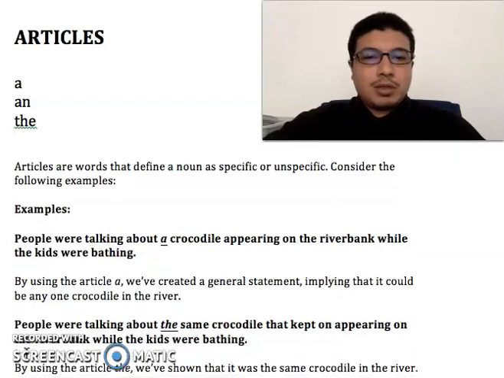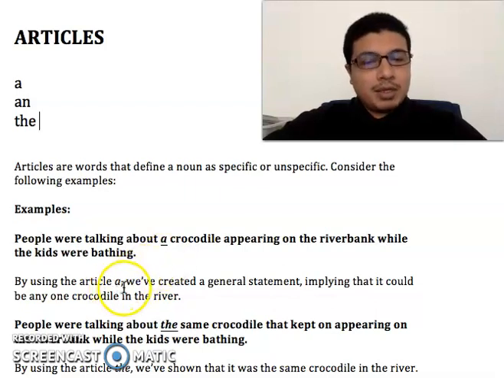Articles are words that define a noun as specific or unspecific. Let us take a look at examples here. People were talking about a crocodile appearing on the riverbank while the kids were bathing. So here we have the article a crocodile. When we say people were talking about a crocodile, or there is a crocodile in the river, when we use the article we have created a general statement. So it could be any crocodile in the river, any one crocodile in the river.